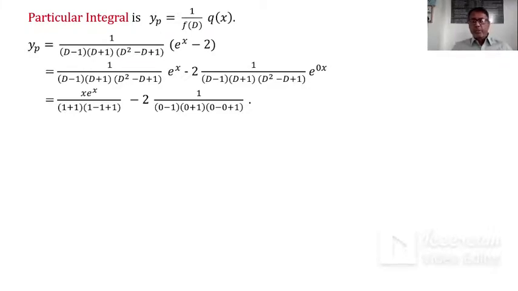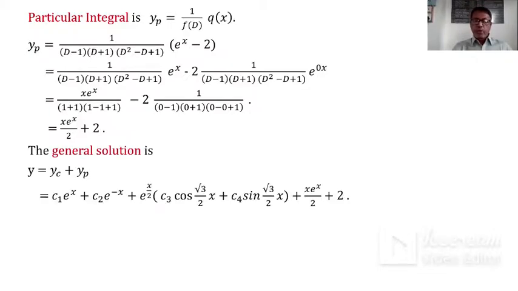We get this after substituting. 1 factorial is 1. And after simplification, we get yp is equal to x e to the power x upon 2 plus 2. And then we write the general solution, yc plus yp. This is the solution of the given differential equation. We have seen that this is the second example.